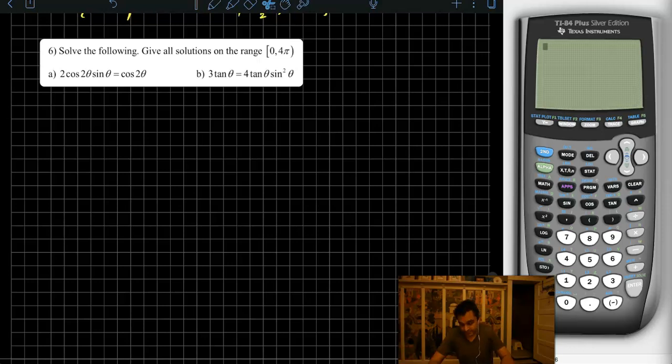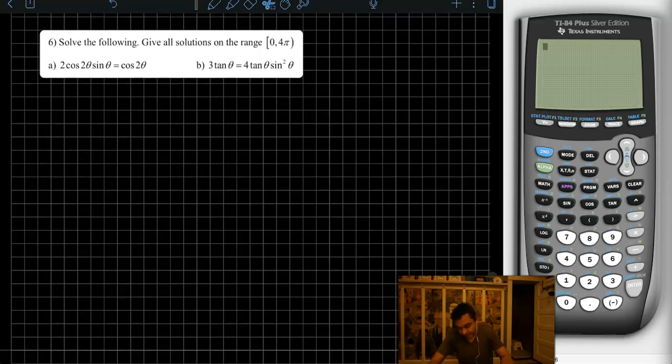Precalculus. This is question number 6 from the Chapter 7 review. It says solve the following, give all solutions on the range 0 to 4 pi. So we just have to be careful here. 4 pi includes 2 rotations.